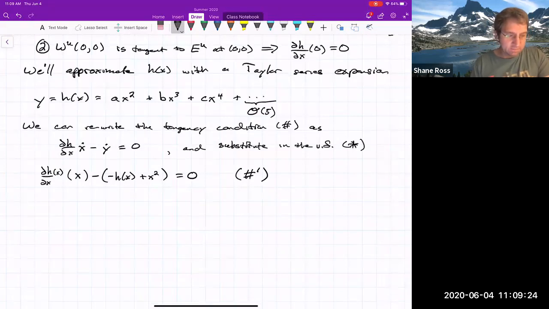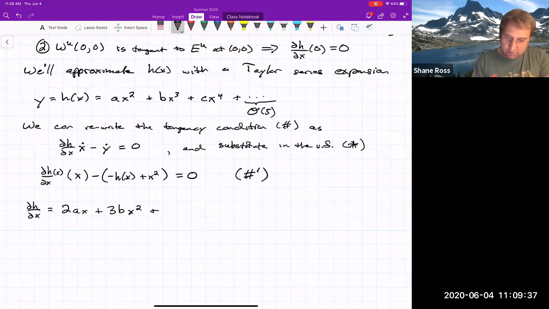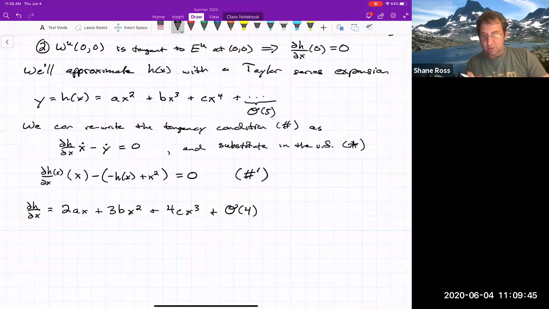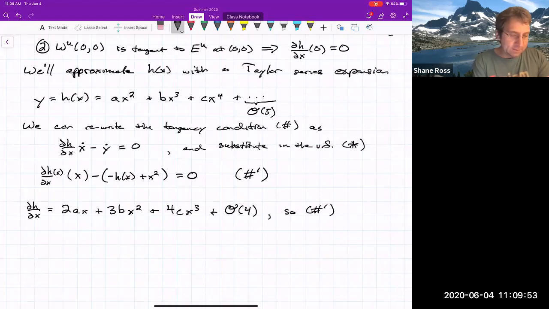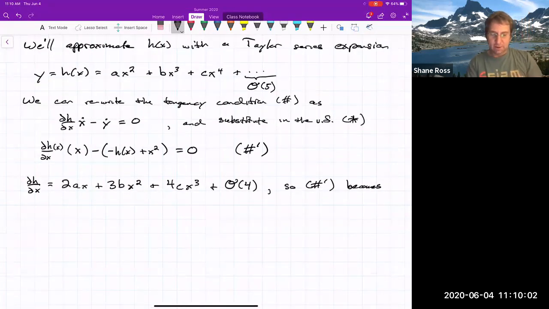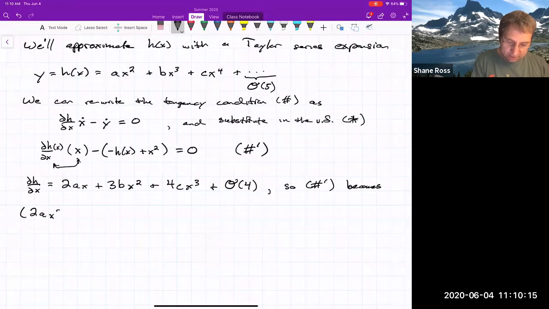the Taylor series approximation. So from the Taylor series approximation, what is partial h partial x? This is 2ax plus 3bx squared plus 4cx cubed plus, and just as a reminder, when I take a derivative of a fifth order term, I get a fourth order term. So now this pound prime becomes, substituting in what I've got for h of x and partial h partial x, it's big. I've got 2a, I'll already multiply by the x, so this is 2ax squared plus 3bx cubed plus 4cx to the fourth plus something of order 5.